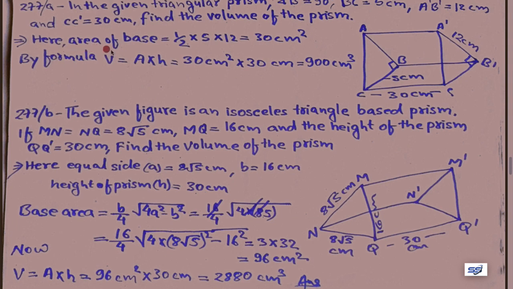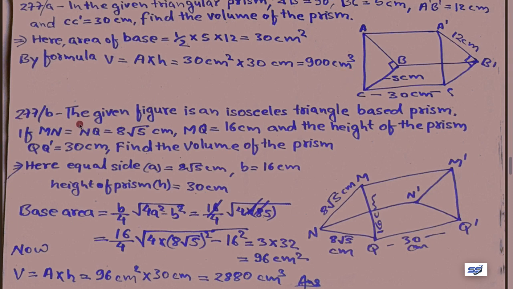Here, area of base is equal to half into 5 into 12 cm, which is equal to 30 cm square, as this is a right angle triangle as a base. By formula, V is equal to area into height, A into h, is equal to 30 cm square into 30 cm, which is equal to 900 cm cube.